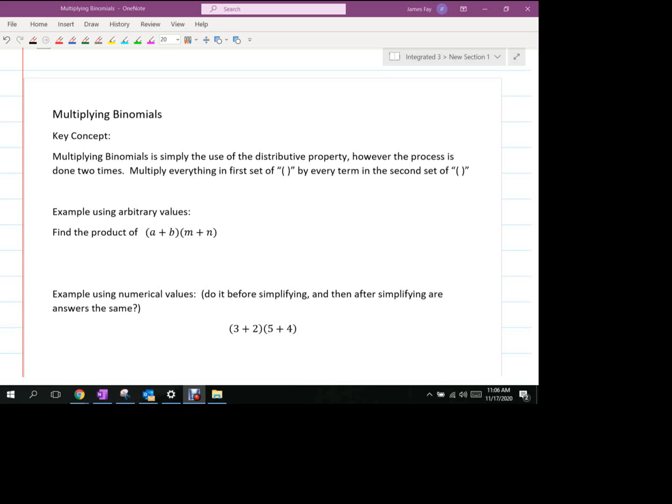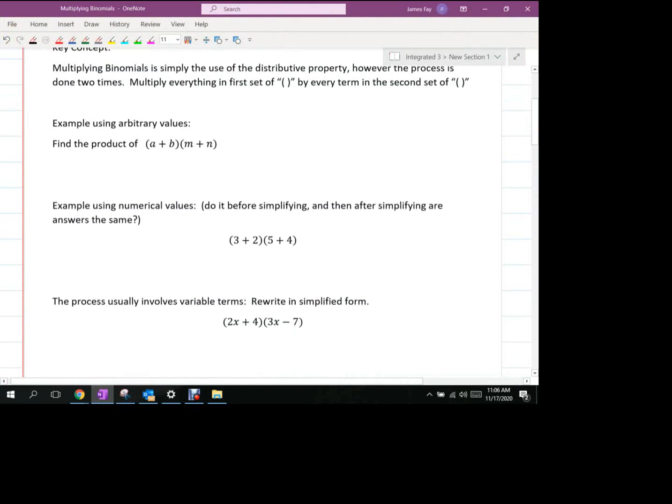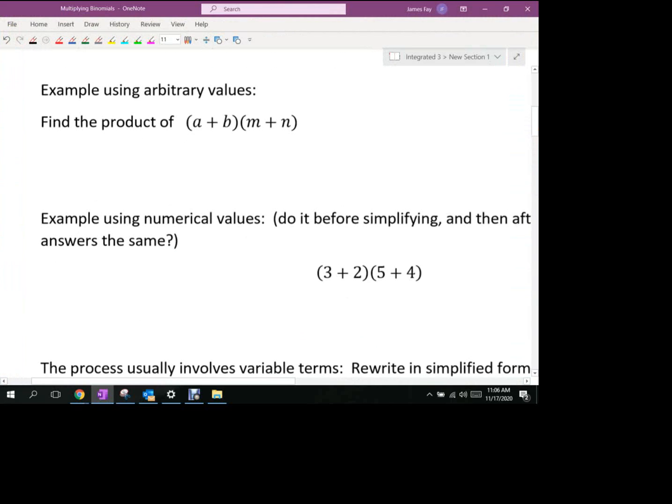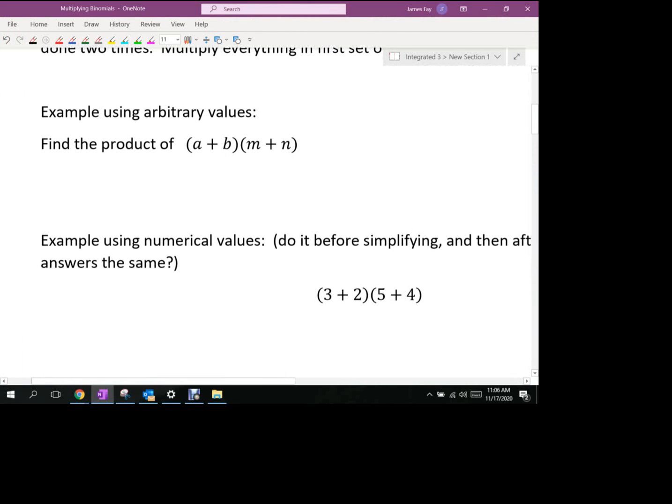However, the process is done two times. So multiplying everything in the first set of parentheses by every term in the second set of parentheses. Now, if you go back to maybe some Algebra 1 stuff, you've heard the word FOIL before, correct? Yeah. FOIL is a phrase that allows us to remember what we're multiplying.